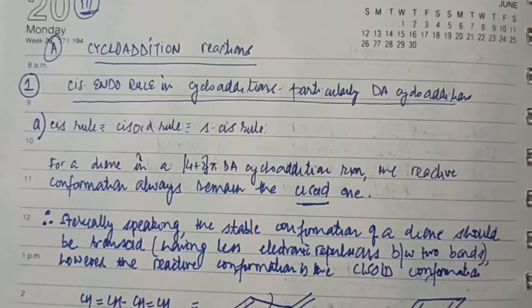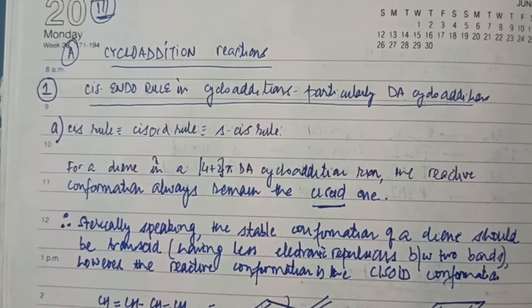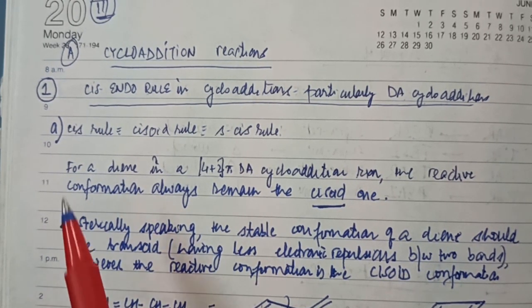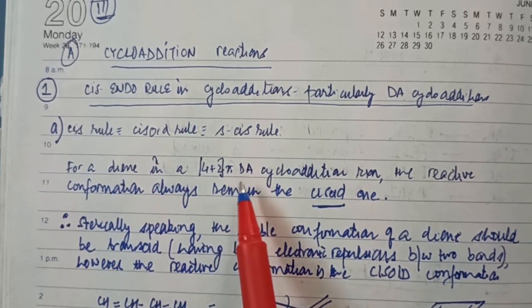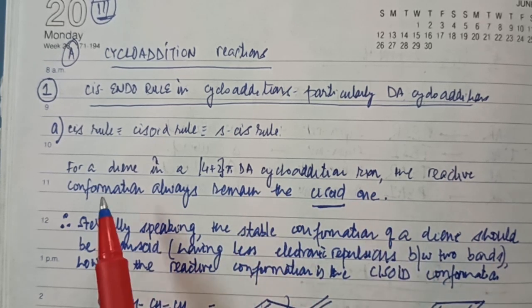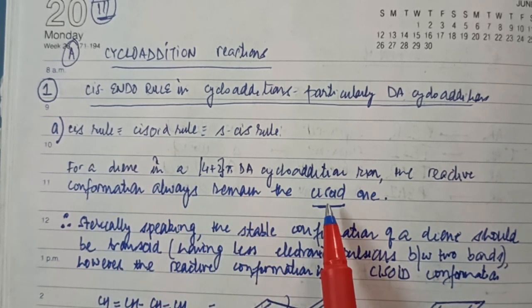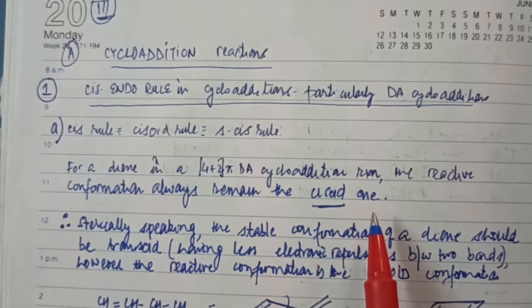Therefore, out of the two possible conformations, the transoid and the cisoid conformation, it is the cisoid conformation which is normally more reactive. So as we read this, for a diene in a 4+2 pi Diels-Alder cycloaddition reaction, the reactive conformation always remains the cisoid one. It is the cisoid one which participates in the chemical reaction.